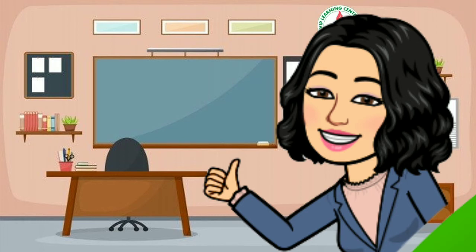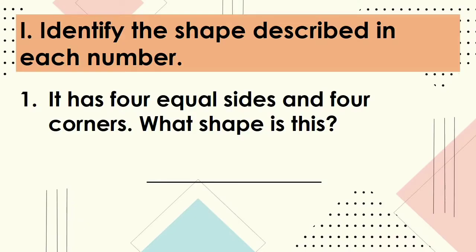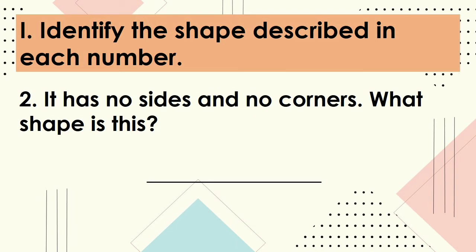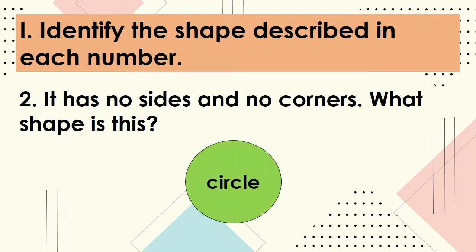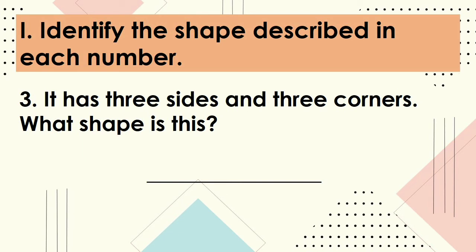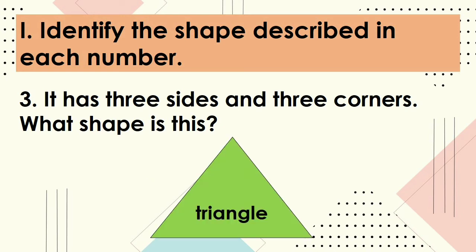Now, let's try this activity to know if you really understand our lesson. Are you ready, children? Yes, teacher! Good, let's do it. Identify the shape described in each number. Number 1. It has four equal sides and four corners. What shape is this? Square, teacher! Very good. Number 2. It has no sides and no corners. What shape is this? Circle, teacher! Very good. Number 3. It has three sides and three corners. What shape is this? Triangle, teacher!